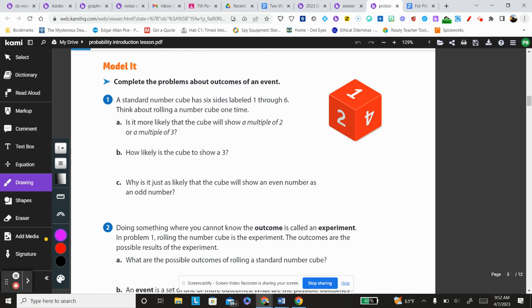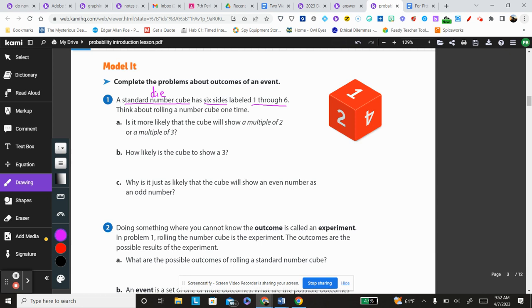All right, a standard number cube, which is a die. A standard number cube is nothing but a die. How many sides does it have? Six. And they are labeled 1 through 6. You can look at yours: 1, 2, 3, 4, 5, and 6. Okay, six sides, the numbers 1 through 6.